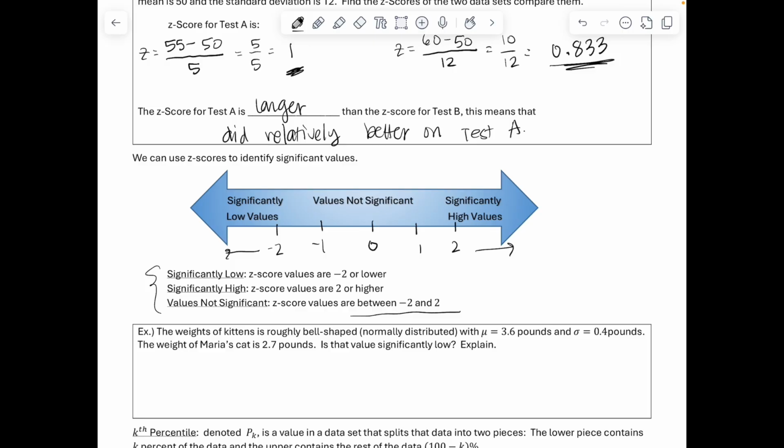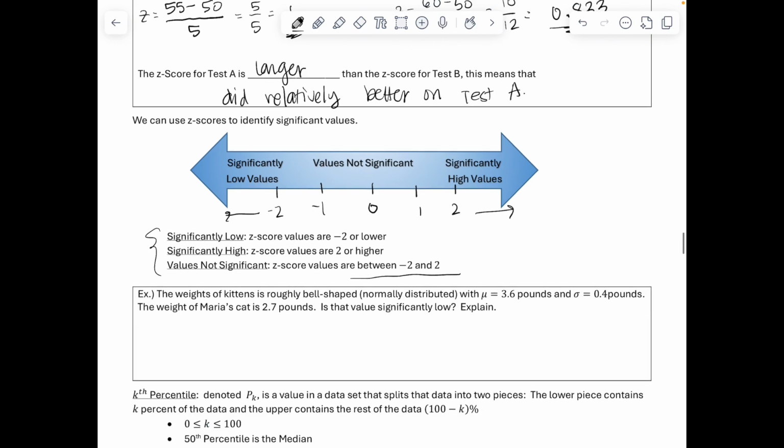The example right below says the weights of kittens are roughly bell-shaped, or normally distributed, with a mean equal to 3.6 pounds and a standard deviation equal to 0.4 pounds. The weight of Maria's cat is 2.7 pounds. Is this value significantly low?